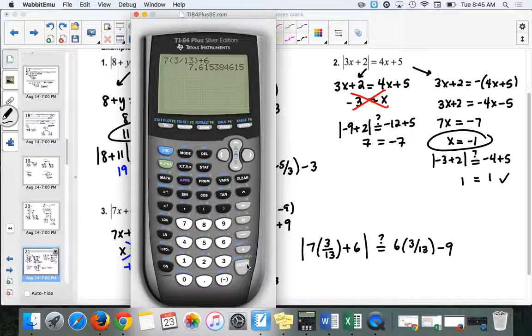Can you guys see this? Can you guys hit the light maybe? And then if I do math 1, it takes my answer and it changes it to a fraction. So I have 99 over 13. Okay, so if I try the other side, I want to see if I get 99 over 13. So if I do 6 times 3 over 13 minus 9, oh, look, I get a negative number. So if I do math 1, I bet I get negative, look, negative 99 over 13.